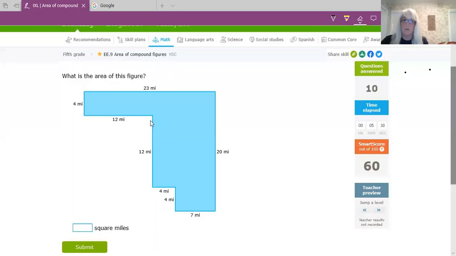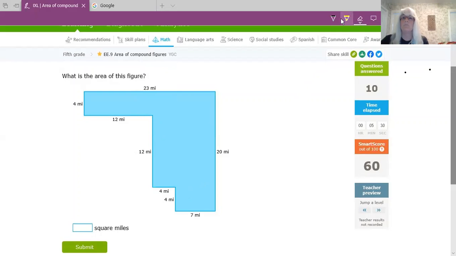Okay, frogs, let's try some compound areas that are a little more difficult. Let's take a look at one that has 3 separate rectangles. And let's see how we would do that. Again, the process is the same. You divide it up into 3 rectangles. And there's more than one way to do this.